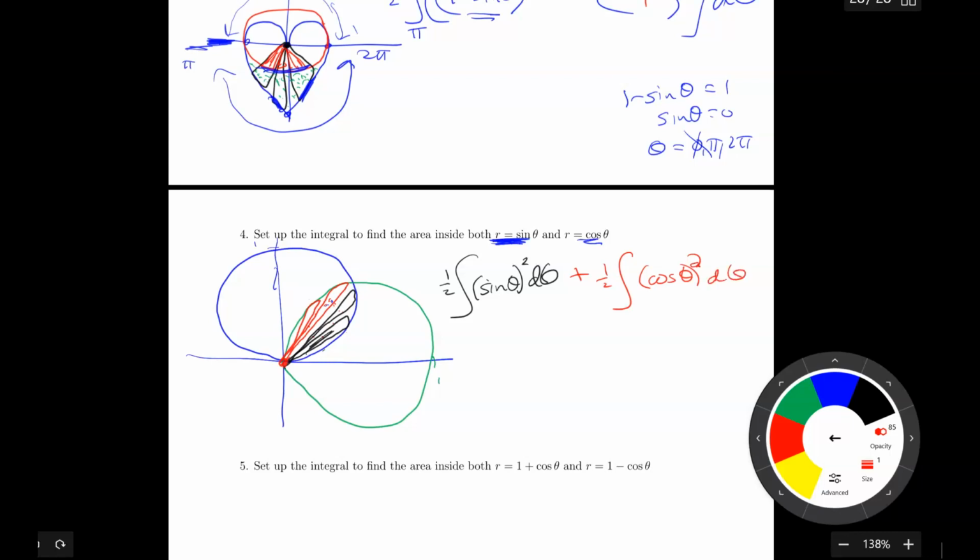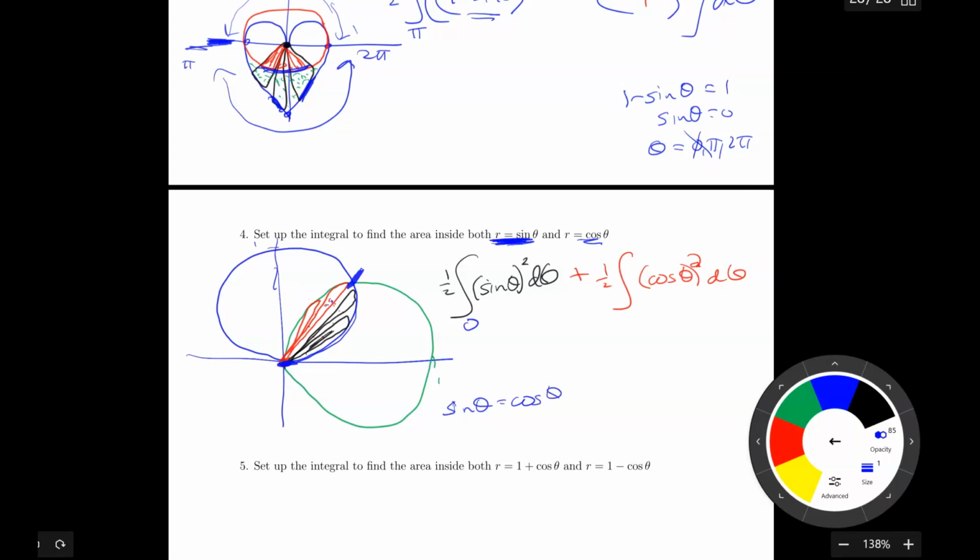Okay, so let's go back to the blue curve here. The blue curve here, where this is equal to 0, is angle 0, right? Angle 0 is where r equals 0, so that's there. That starts there. I'm going to find out where they intersect. So where do you think sine theta is equal to cosine theta? That's going to be at the angle of pi over 4 in the first quadrant. So angle 0 to pi over 4 is the black sectors. Then I'm going to start building the red sectors at that angle of pi over 4.